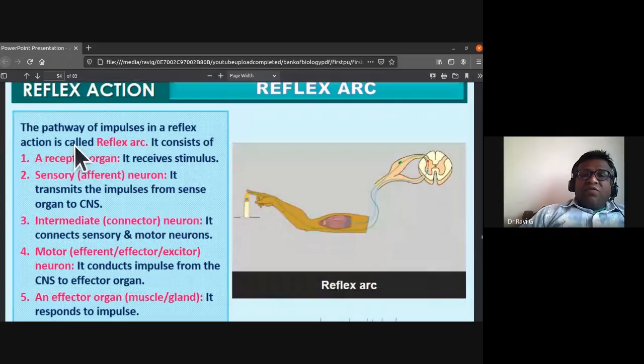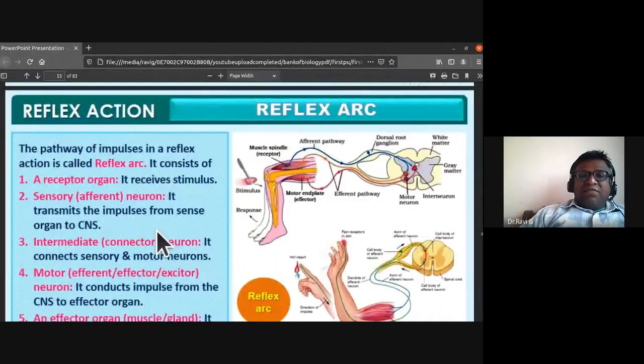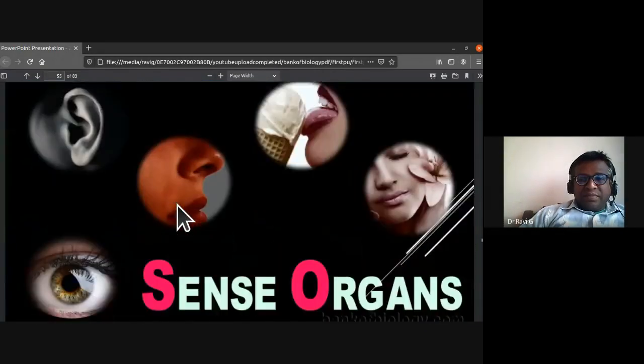The pathway of impulses in a reflex action is called a reflex arc. It consists of the following. We have just explained about this.